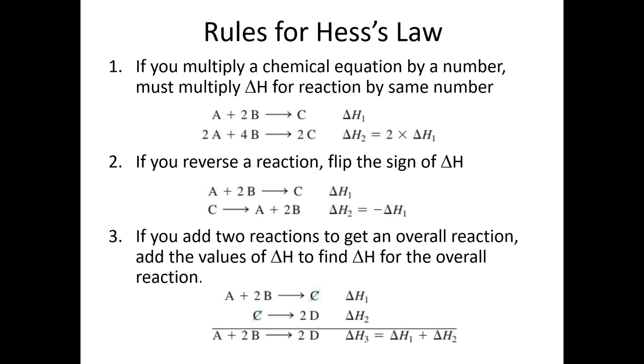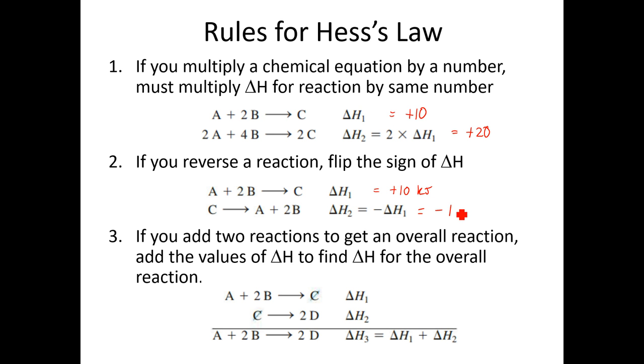So for example, this reaction right here, let's say that the delta H for this reaction is positive 10. If you were to double all these coefficients, the delta H would now be positive 20. If you reverse a reaction, you flip the sign. So again, this reaction, let's say it has a delta H value of positive 10 kilojoules.